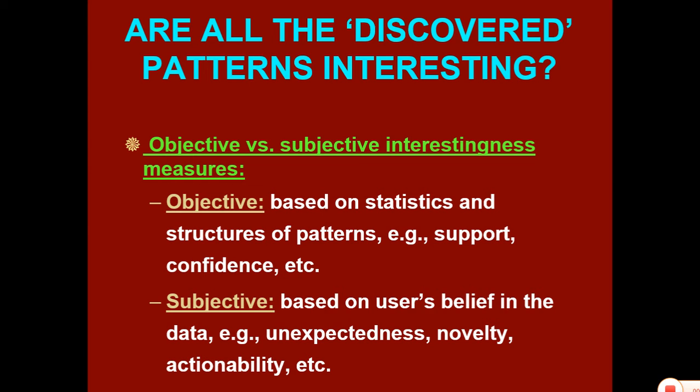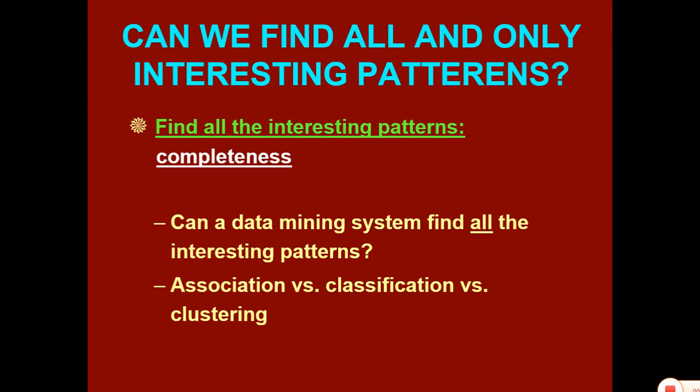Again, we can define objectiveness versus subjectiveness. What is objectiveness? It is based on the statistics and structures of the patterns, for example support and confidence, while subjectiveness is based on the user's belief in the data, that is unexpectedness, novelty and actionability. Definitely we are supposed to find all the interesting patterns, that is completeness. Can a data mining system find all the interesting patterns?